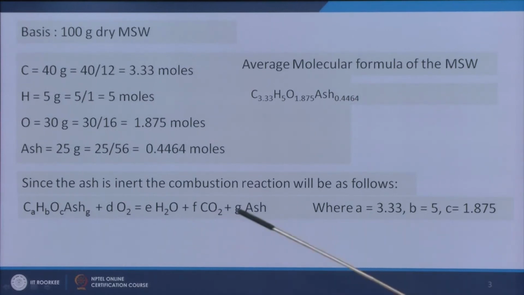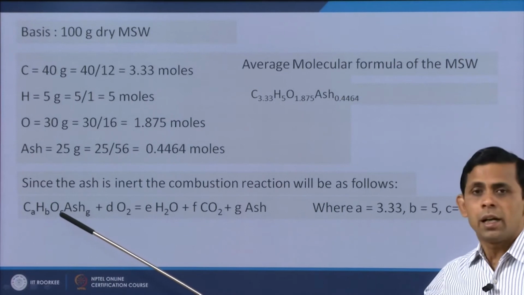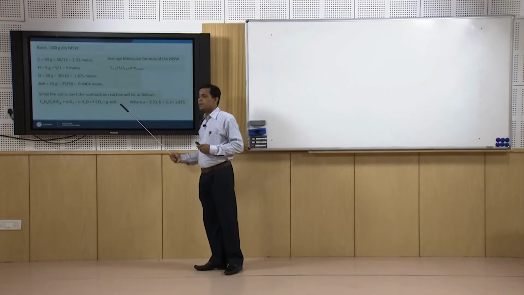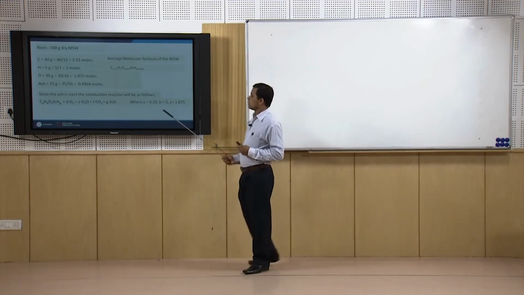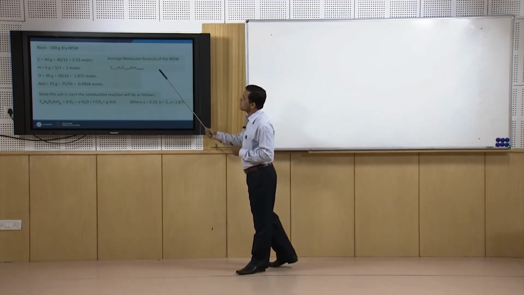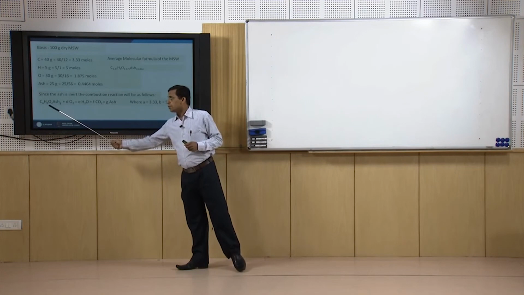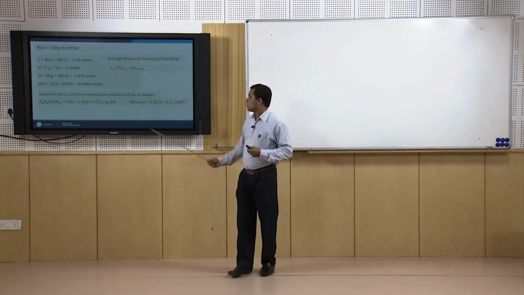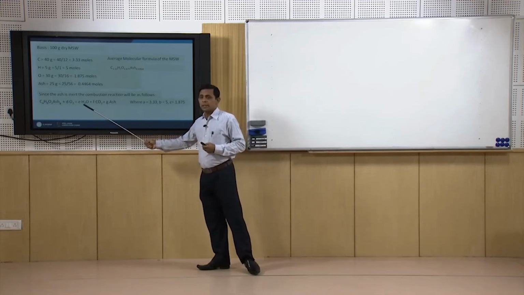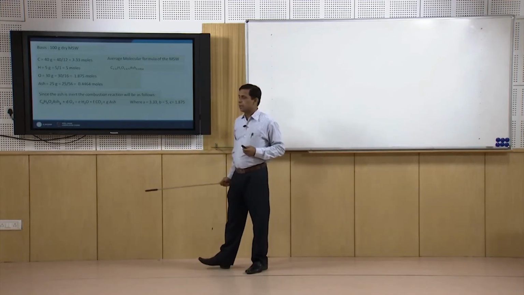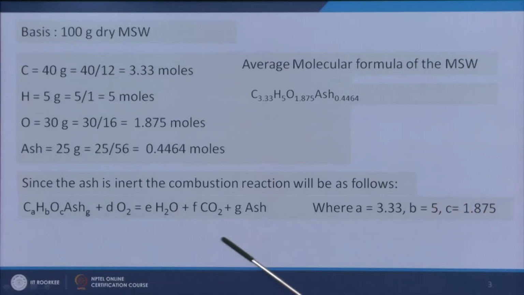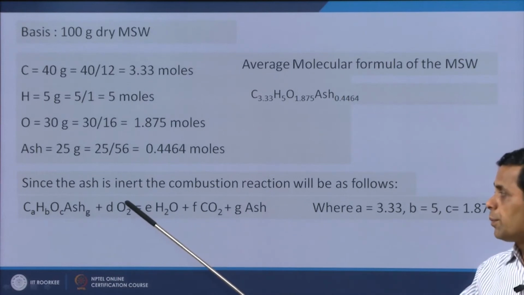Here we do not have any sulfur, nitrogen or chloride, therefore, those elements will not be present in the product. So, here basically the MSW is composed of carbon, hydrogen and oxygen and ash. So, the products will also contain CO2 and H2O basically and rest will be the ash. So, this is the representation of the combustion reactions. Now, we have to get the value of D.